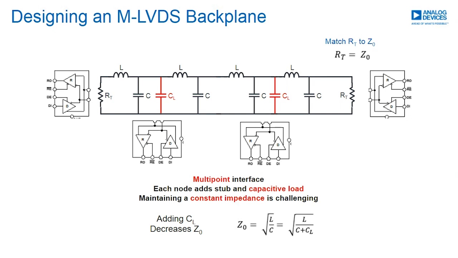Now, if we refer back to the equation we had for characteristic impedance, which was Z0 equals the square root of L over C, we can see here that Z is roughly inversely proportional to the square root of the capacitance. So as we add capacitance to the network, or add new module cards or new transceivers, this adds a new load capacitance, and this will start to decrease the impedance of the backplane.